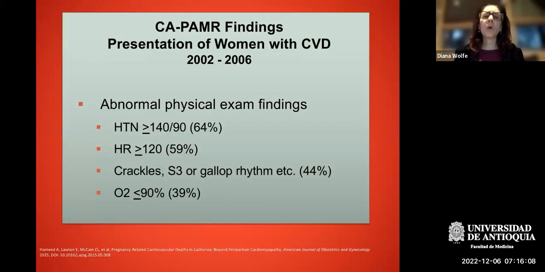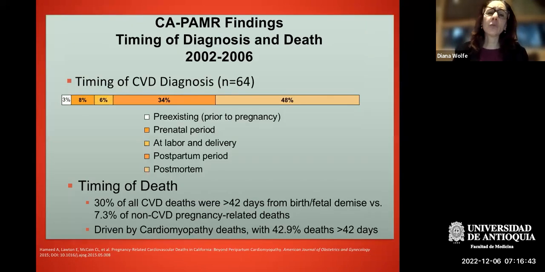Entonces, este grupo revisionaba mujeres que mortalidades y descubrieron lo más frecuente abnormal physical exam findings, por ejemplo, los números de presión, de rato cardíaca, que se descubría con la examinación, con la mayoría de estas personas, mortalidades. Y también este grupo buscaba cuáles son el tiempo que ellos morían lo más.